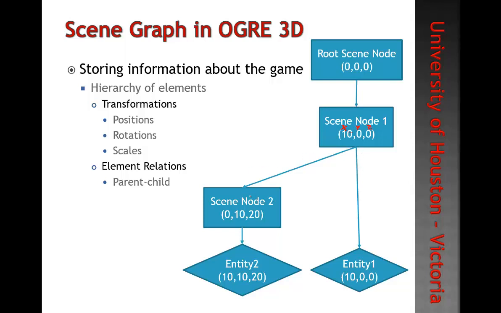Then I have another scene node called scene node 2 that is located at 10 units on the y-axis and 20 units on the z-axis with respect to scene node 1, because scene node 2 is parented to scene node 1. Then entity number 2 is located on it. I have the positions already filled in for you, but we're going to work this through. So let's take a picture of this graph here and then try to draw it out.